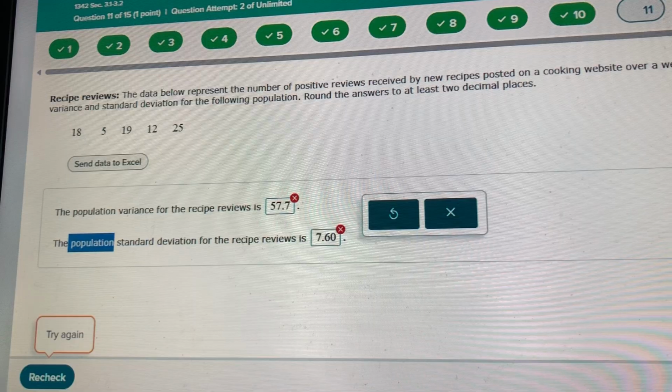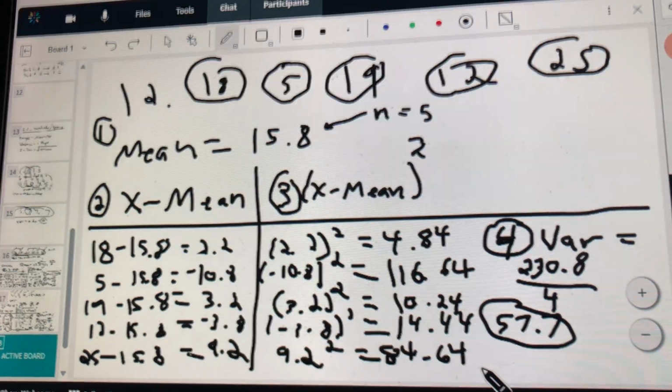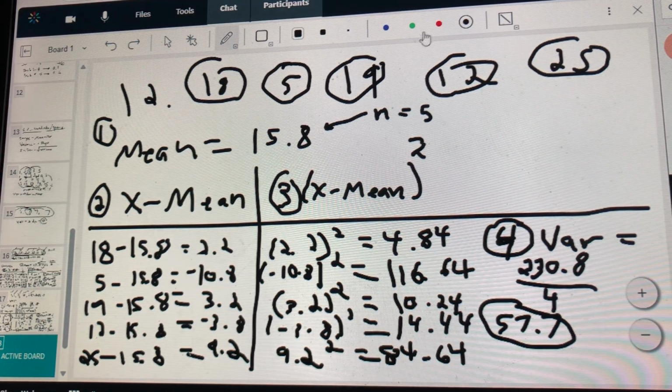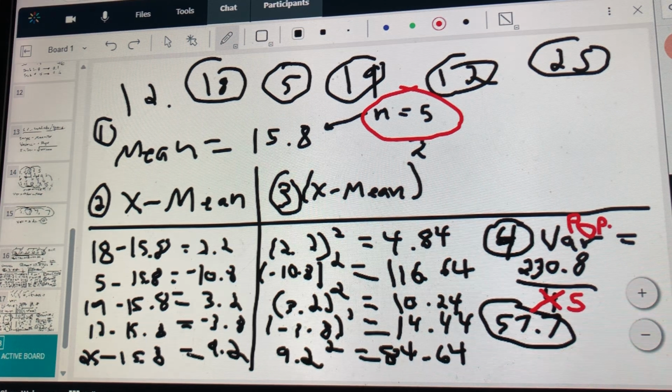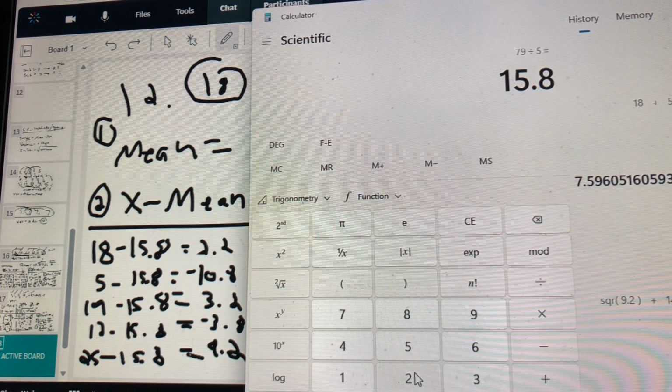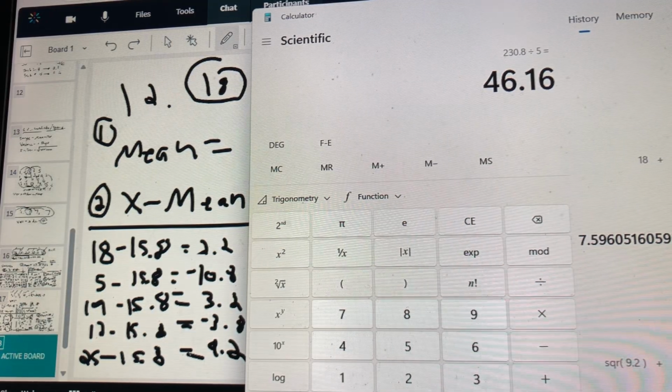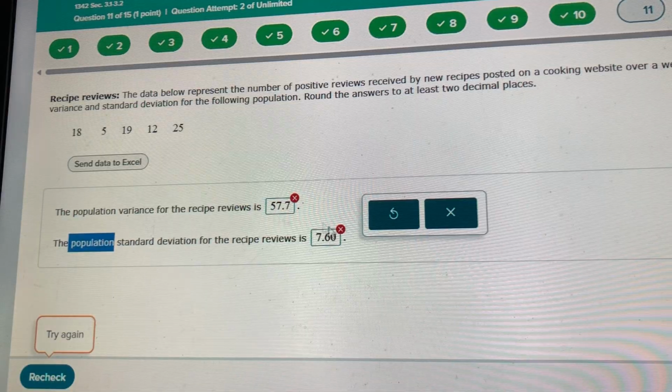So, yeah, the point of this problem is population. Then the one step that's different in population is you do divide by 5. You only divide the same as the mean gets divided by if you're doing population variance. But it's much more common to do sample variance. So 230.8, I should have divided by 5, not 4. So the correct variance is 46.16.